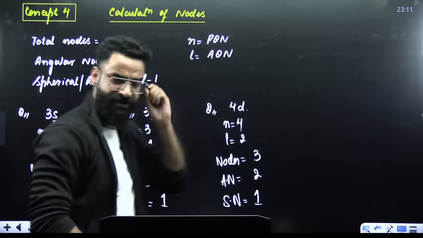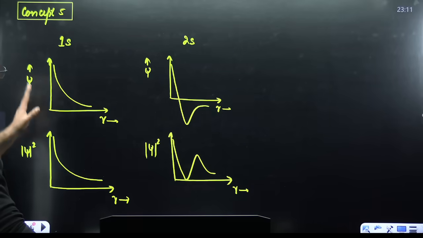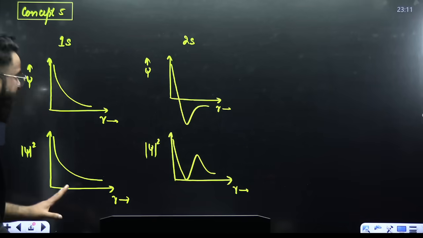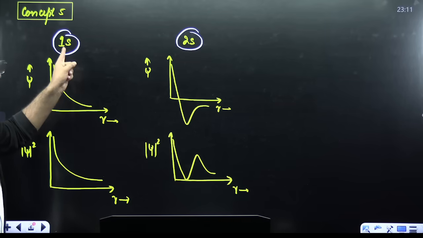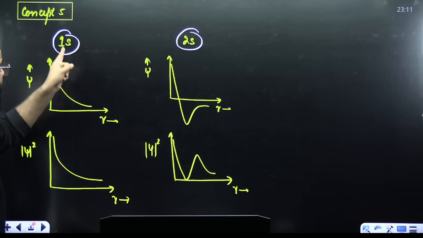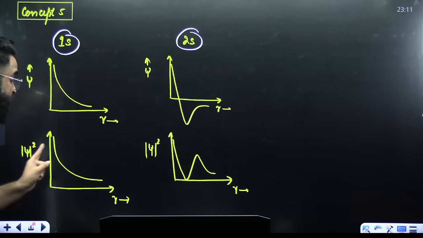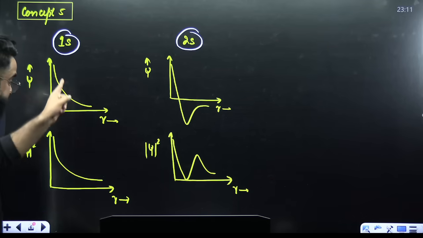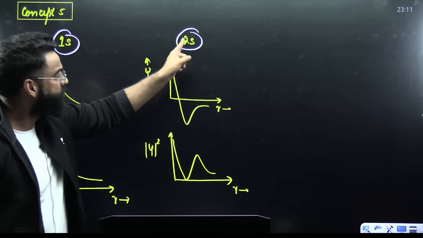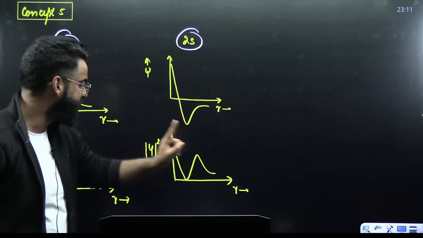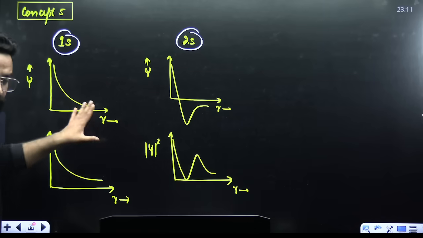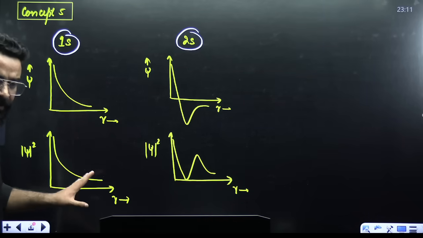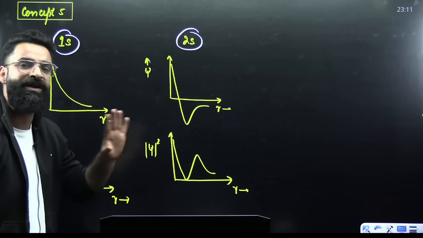Moving on to the next concept, my dear students, which is frequently asked, concept number 5. You'll be asked about 1s and 2s. They will ask you, what is the psi versus r graph for 1s? Or what is the psi square versus r graph for 1s? These are the graphs which you'll be remembering. For 2s, this is the psi versus r graph, and this is the psi square versus r graph. Remember it, they can be directly asked, for 1s and 2s only, because in your syllabus, there is only 1s and 2s.